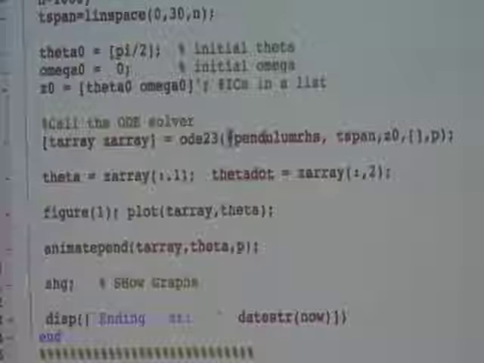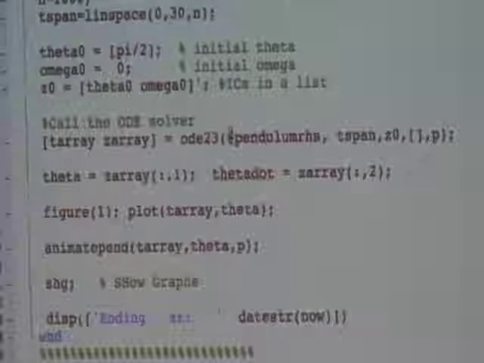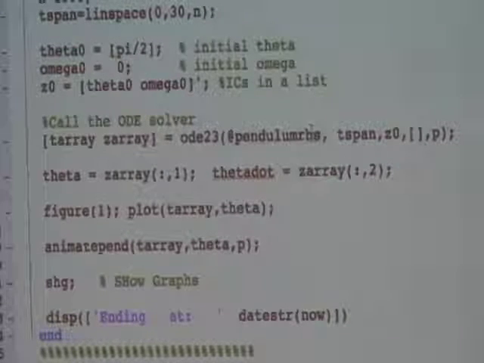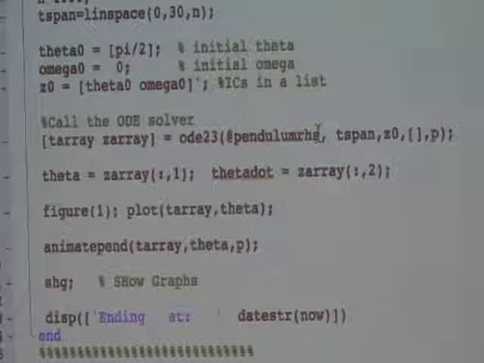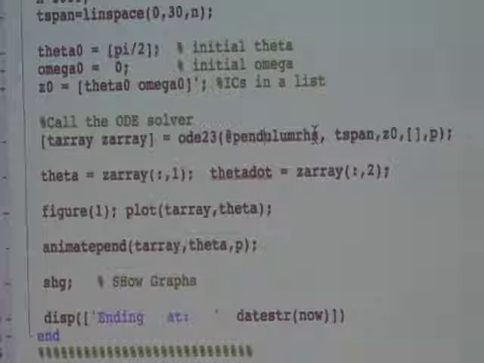I don't understand anonymous functions. All I know is that if you want to pass in the name of your right-hand side file into ODE23, you put the name after the at sign instead of putting it in quotes. If anybody understands what this is about, come to office hours or sometime, maybe not immediately after class, and explain it to me. I would like to know it.